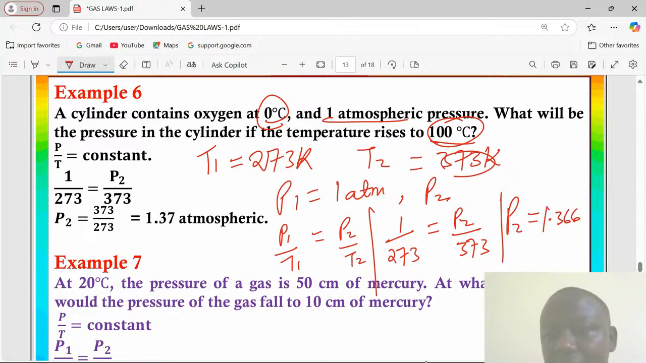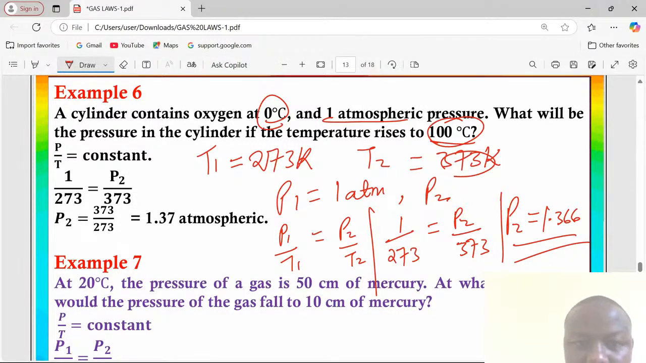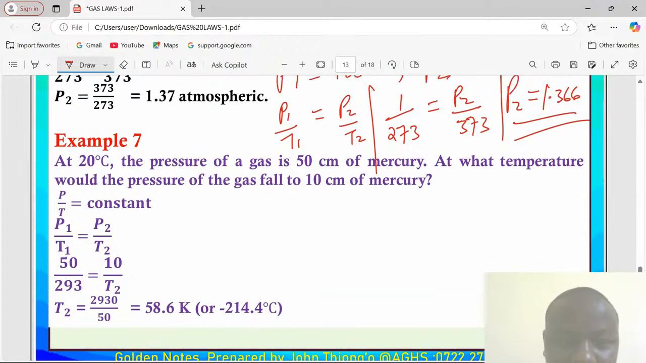1.366 atmospheres. Pressure in atmospheres.